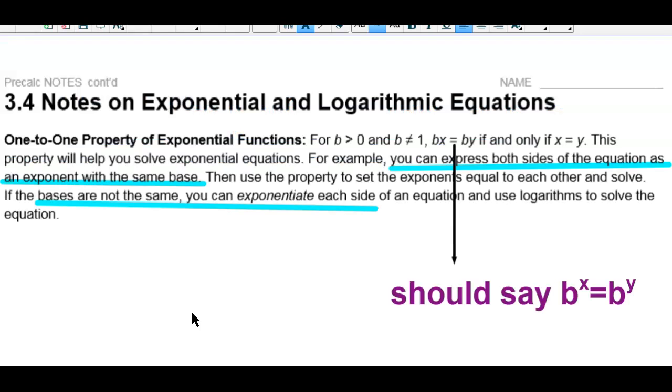This is at the top of your notes. The first principle it talks about is the one-to-one. It says if you have the base the same, then the exponents have to be the same. And some teachers would say that you would exponentiate both sides.